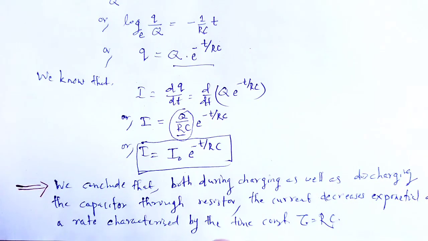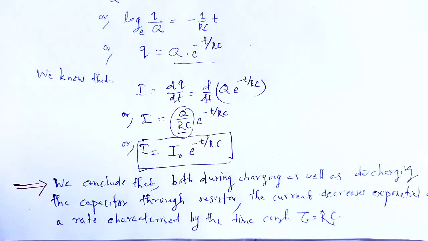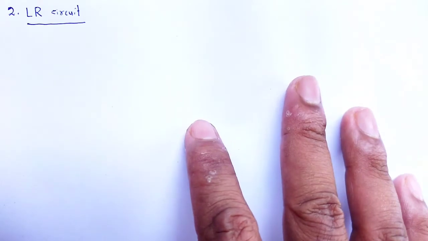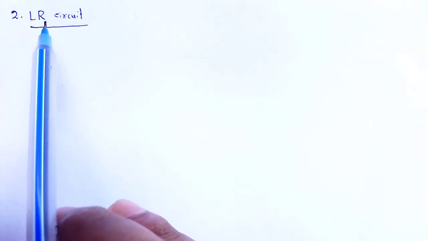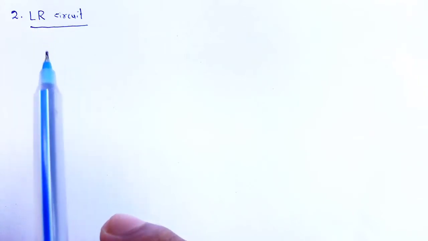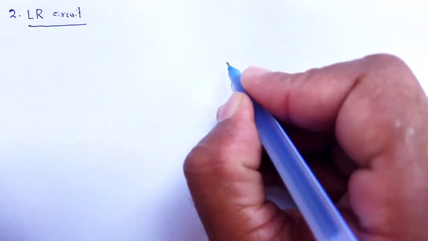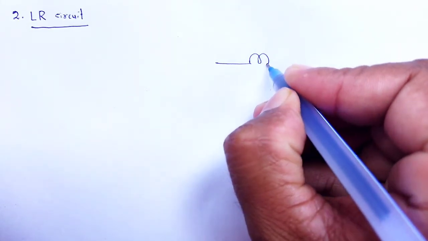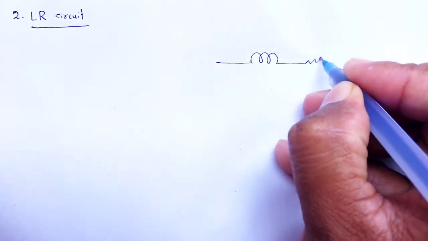Next, in case of an LR circuit, let an inductance L and resistor R be connected in series with an electrochemical cell having EMF E.